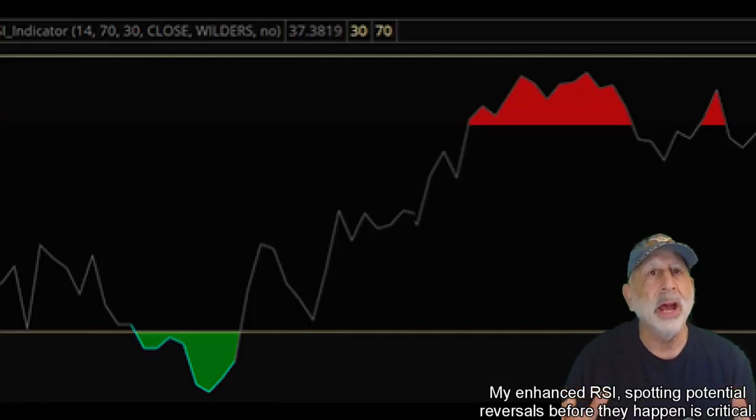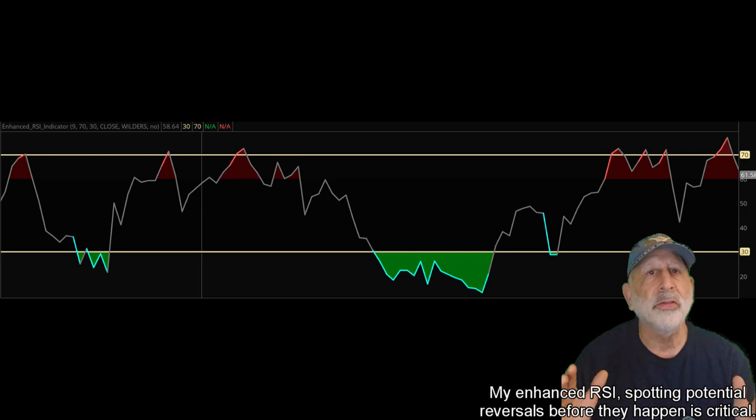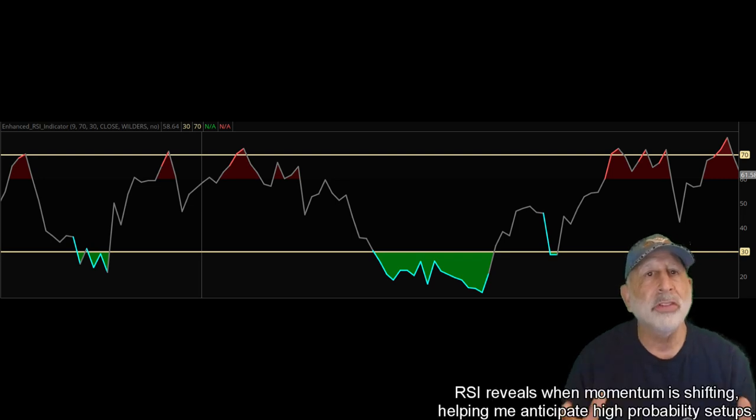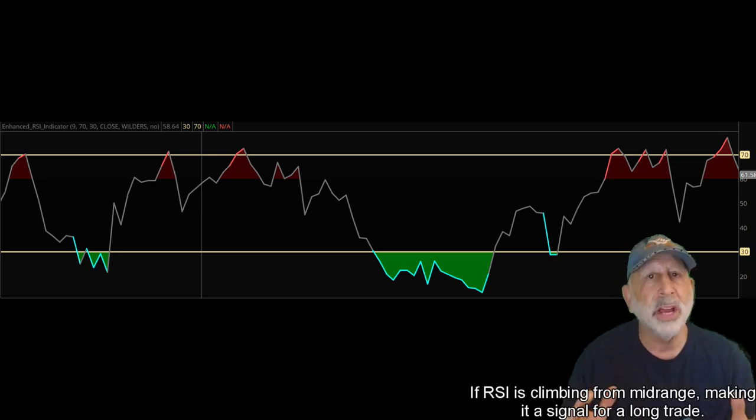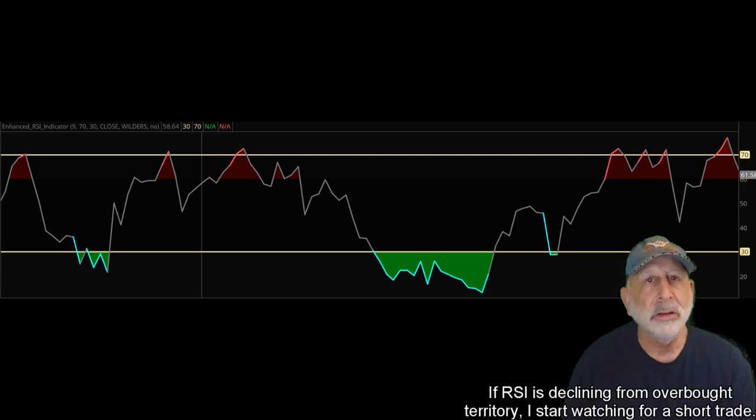My enhanced RSI. Spotting potential reversals before they happen is critical. RSI reveals when momentum is shifting, helping me anticipate high probability setups. If RSI is climbing from mid-range, that's a signal for a long trade. If RSI is declining from overbought territory, I start watching for a short trade.